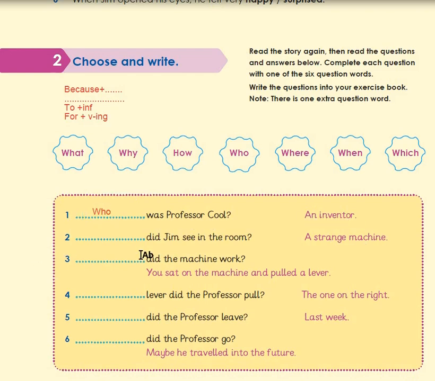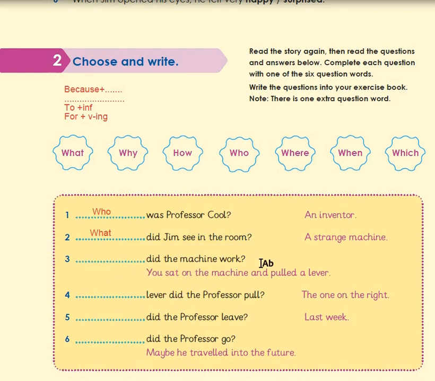Question 2. Did Jim see in the room a strange machine؟ آلة غريبة. يسأل عن شيء. Excellent. وأداة الاستفهام اللي معناها ما أو ماذا، وتسأل عن الشيء what. إذن what. Yes. وما تنسى أن تبدأ الجمل بحرف كابيتال.